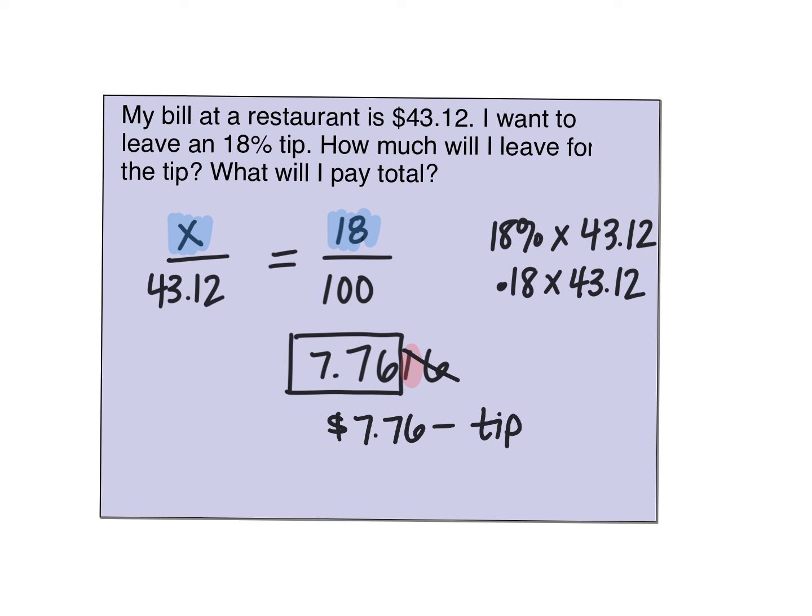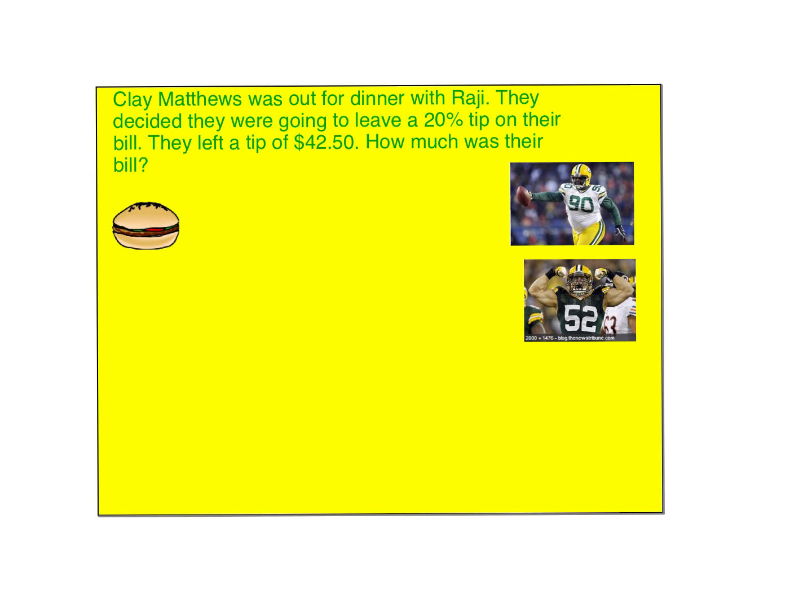And then to get the total, I have to add my bill for my food plus the tip that I am going to pay. So $7.76 plus $43.12, and my total at the restaurant is $50.88. All right, let's try one that's more of a challenge where you kind of have to work a little bit backwards, and we'll see if you can get this one.